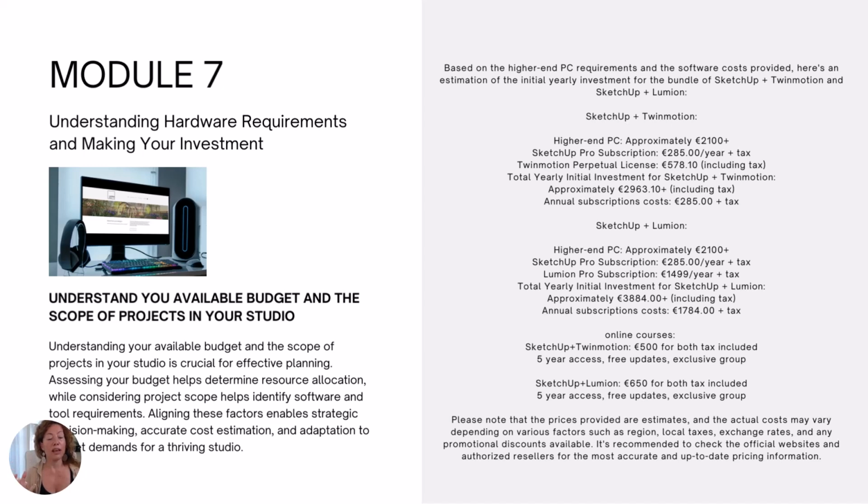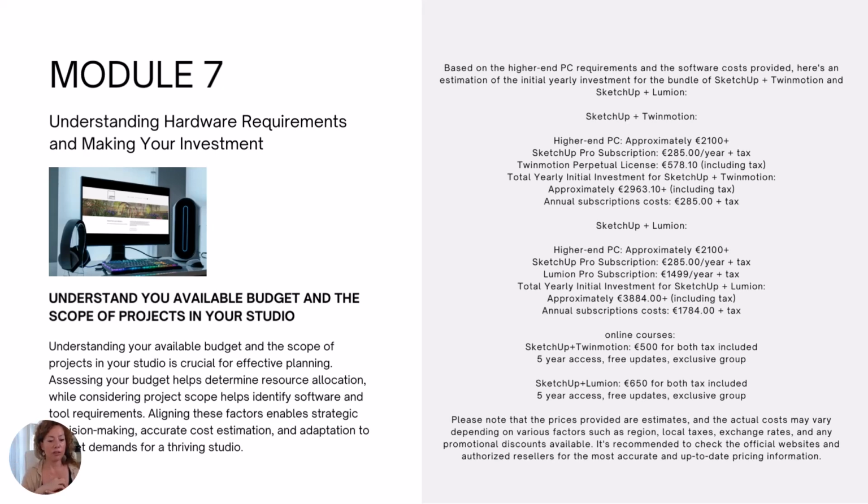Why? Because every year, with SketchUp and Twinmotion, you're going to pay only €300 plus tax. And every year, with SketchUp and Lumion, you're going to pay 1,784 every year plus tax. Okay? So that's the big difference, not just the initial investment, because the difference is not much in there, but the actual yearly cost in the long run is going to be much more expensive.